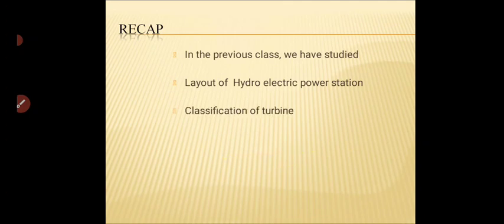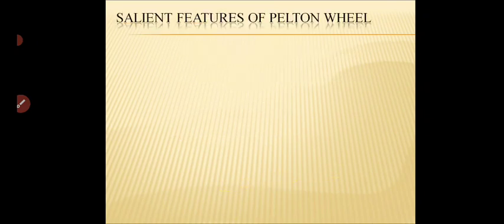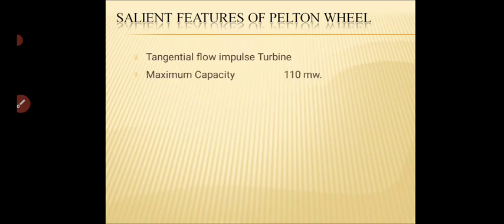In the previous class, we studied the layout of a hydroelectric power station, classification of turbines, and construction and working of the Pelton wheel. Now, these are the salient features of the Pelton wheel. Pelton wheel is a tangential flow impulse turbine. The capacity of the Pelton wheel is 110 megawatt power. Number of jets used in a Pelton wheel is 1 to 6.